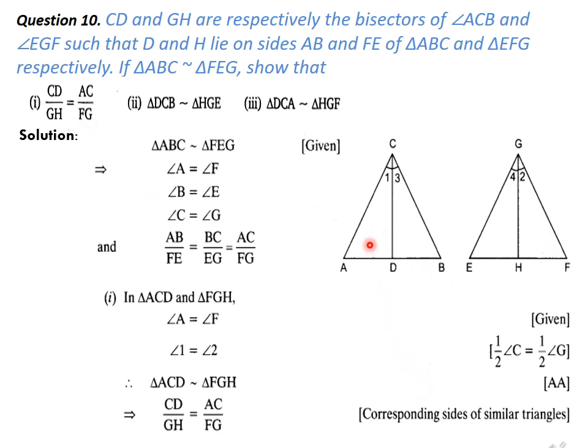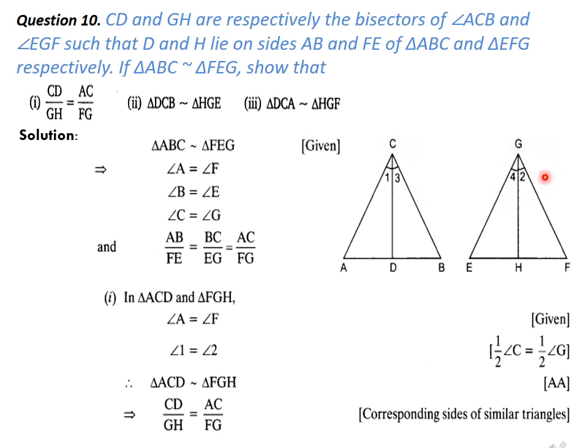So what to do? Here we can see that it is already given that angle E is equal to angle F. So angle A of this triangle is equal to angle F. We can take it as 1. It is also given that angle 1 is equal to angle 3, angle 4 is equal to angle 2, and here it is given that angle C is equal to angle G.